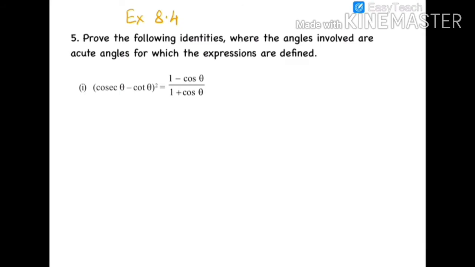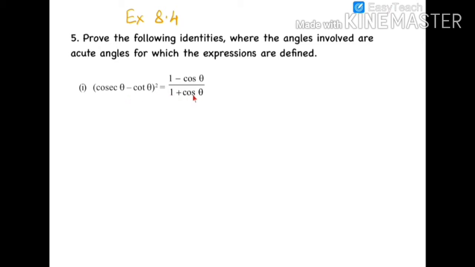We have already solved question number 1, 2 and 4 of exercise 8.4. So let's continue from question number 5. Prove the following identities where the angles involved are acute angles for which the expressions are defined.